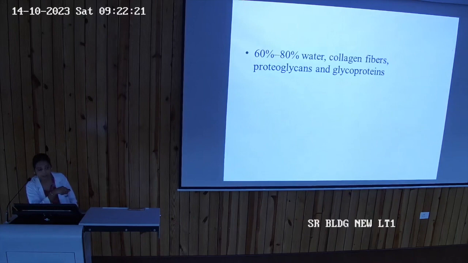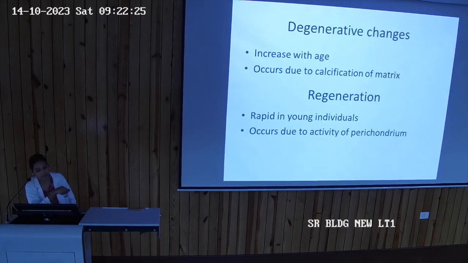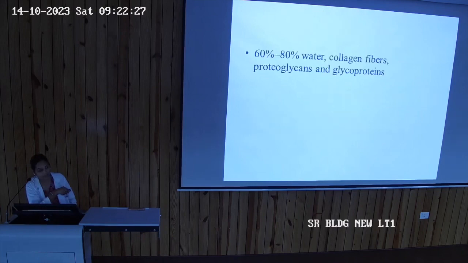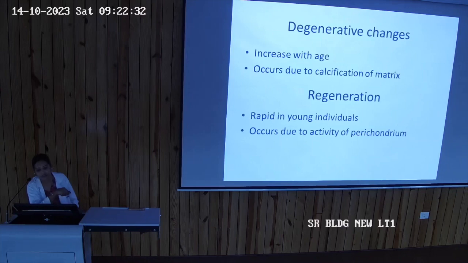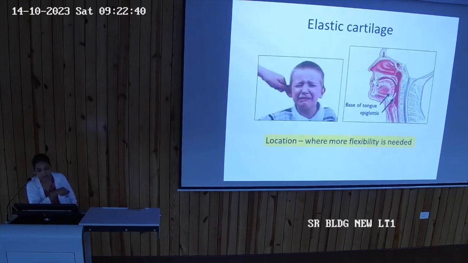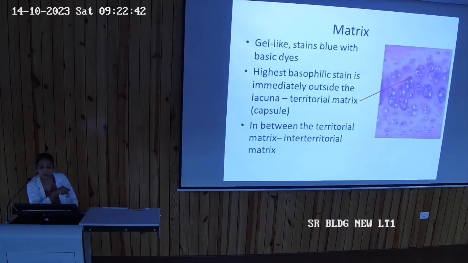And what does it contain? It contains 60 to 80% of water, collagen fibers, proteoglycans and glycoproteins. These are the contents of the matrix of hyaline cartilage. Degenerative changes increase with age, occurring due to calcification. Regeneration is rapid in the young as compared to the adult. So here we complete the histology of hyaline cartilage.